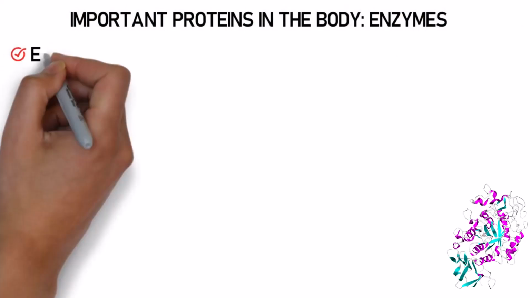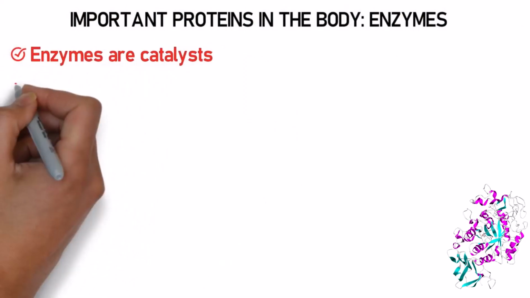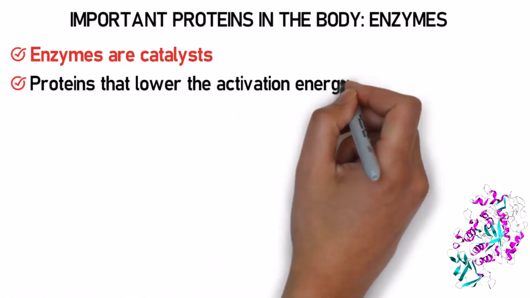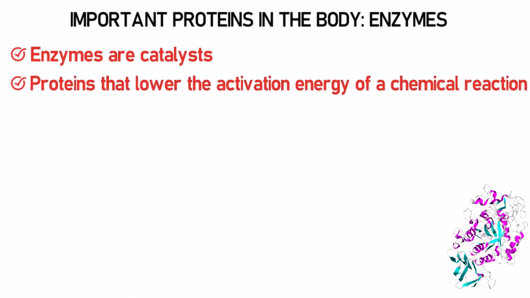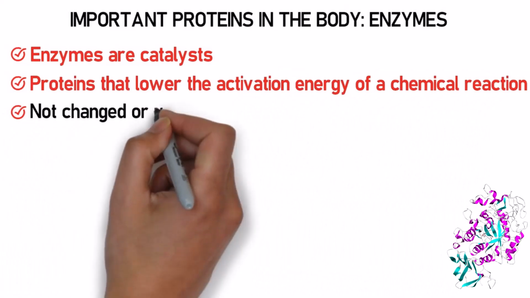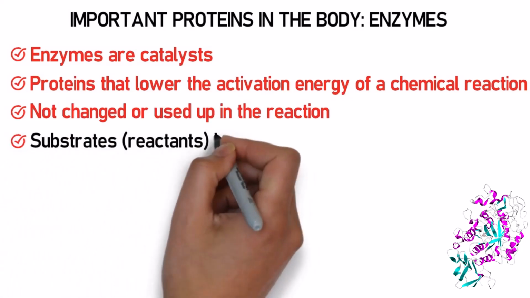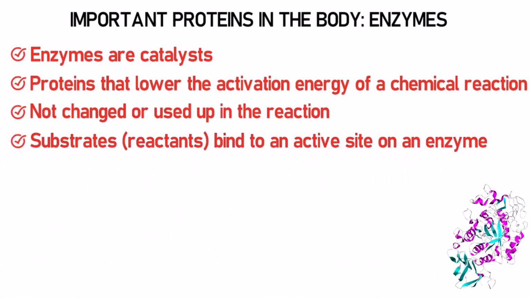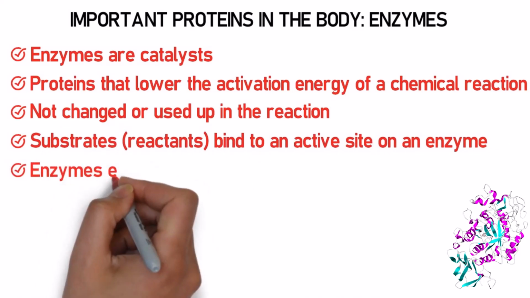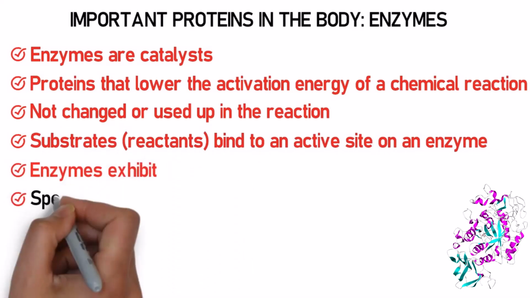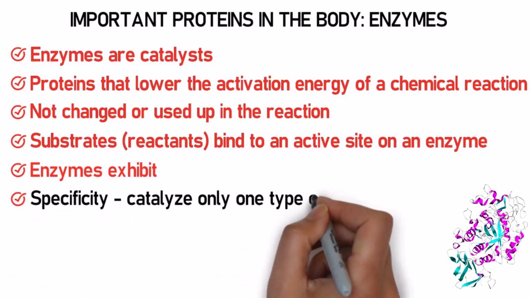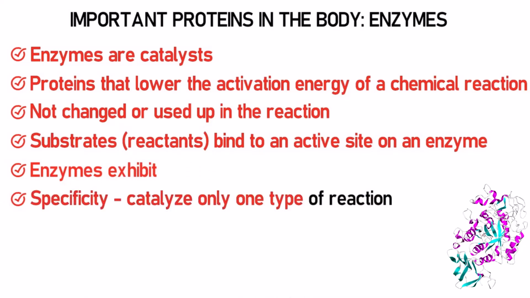Enzymes are proteins that catalyze or speed up chemical reactions by lowering the amount of energy required to undergo a reaction. Enzymes can be utilized more than one time and can facilitate multiple reactions prior to deteriorating. Substrates or reactants bind to an active site on an enzyme to create products. Enzymes exhibit common characteristics. 1. Specificity, meaning that the enzyme can catalyze only one type of reaction typically.